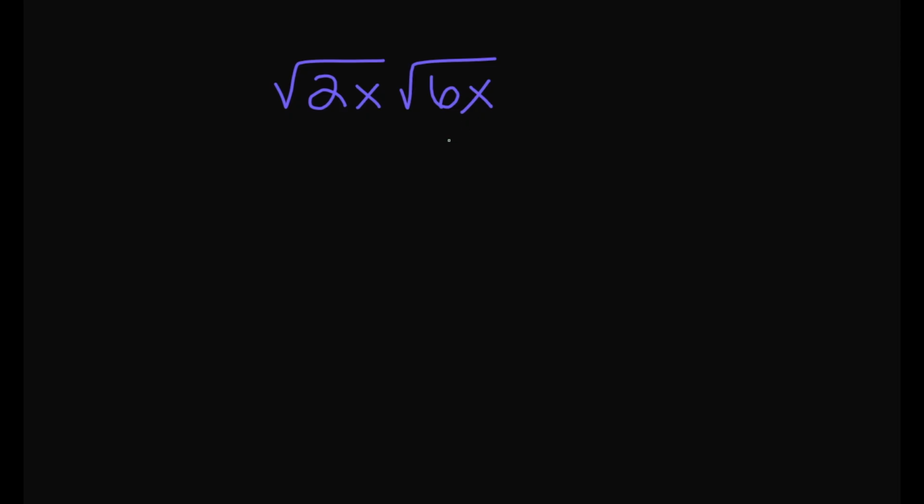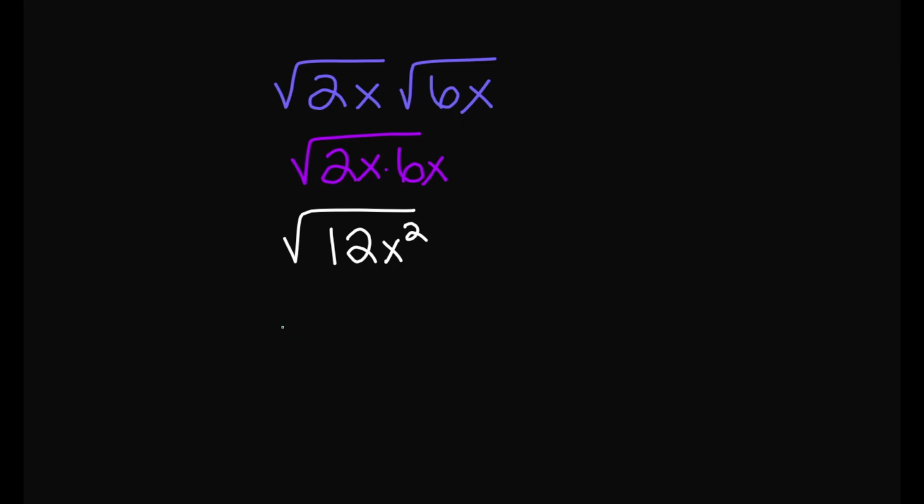With the square root of 2x times the square root of 6x. When we combine these, you are going to get the square root of 2x times the square root of 6x. When you multiply these here, you're going to get the square root of 12x squared. Now we're going to simplify this. So 12x squared can be broken down into 4x squared times 3.